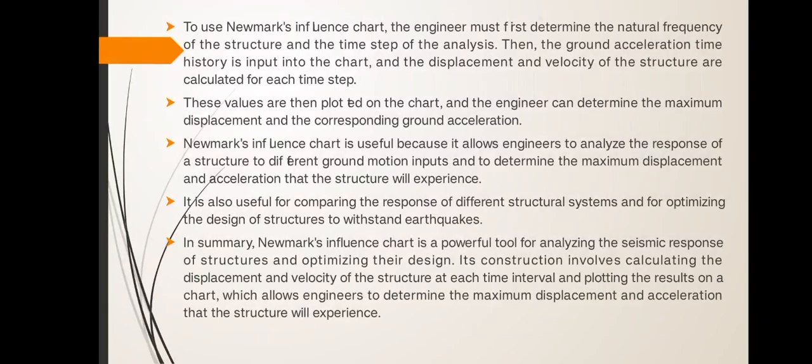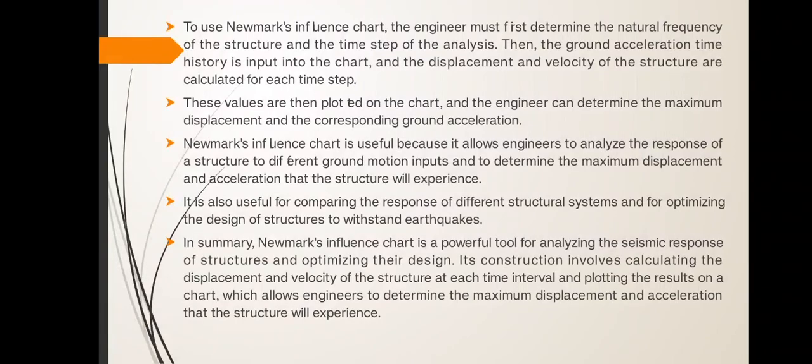Newmark's influence chart is useful because it allows engineers to analyze the response of a structure to different ground motion inputs and determine the maximum displacement and acceleration that the structure will experience. It is also useful for comparing the response of different structural systems and optimizing the design of structures to withstand earthquakes.